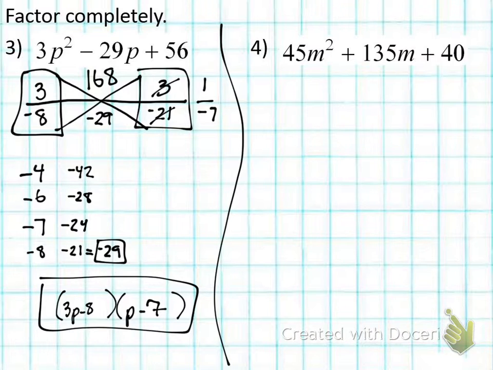Number 4. Before you start, is there a GCF? Ask your neighbor, is there a GCF for this one? Okay, good. 5 is your GCF, so we're going to open parentheses, 5. 5 times what is 45m squared? 9m squared. 5 times what is positive 135? 27. Five times what is 40? Okay, good. You got that one.